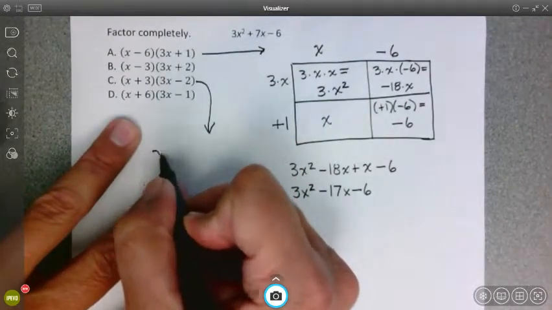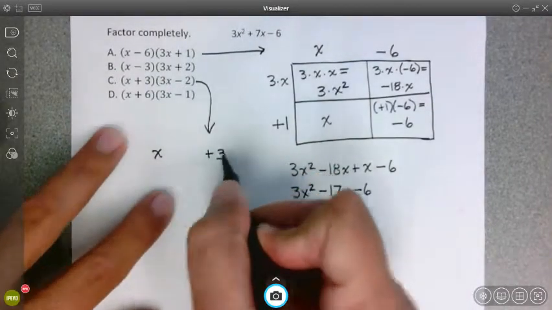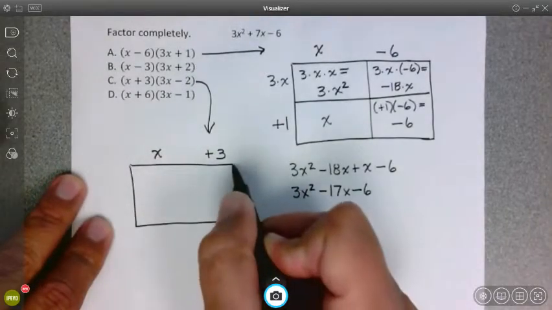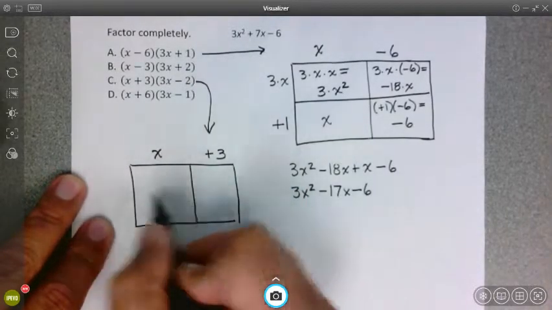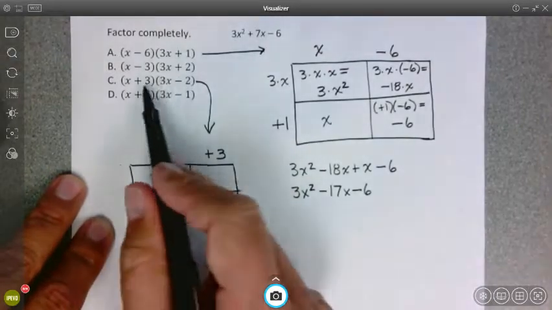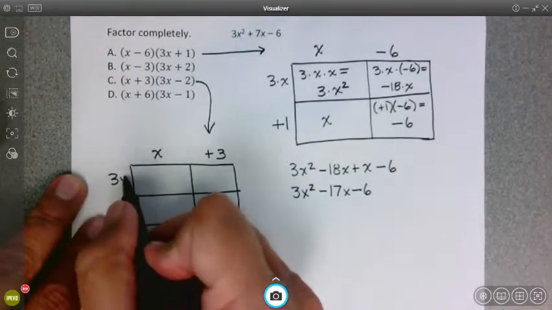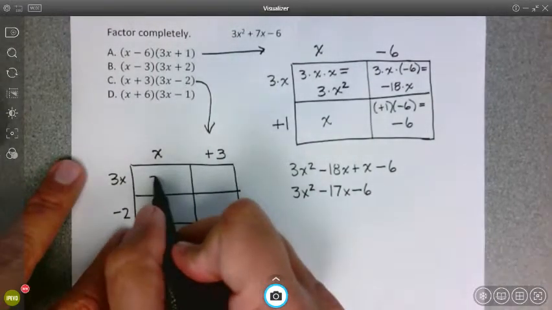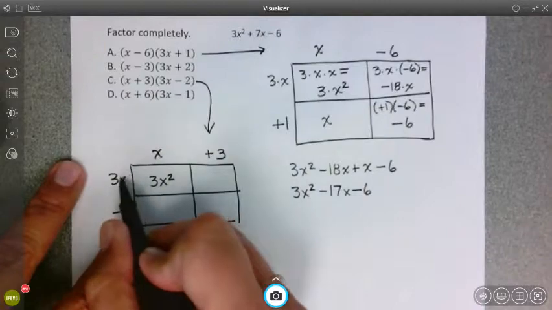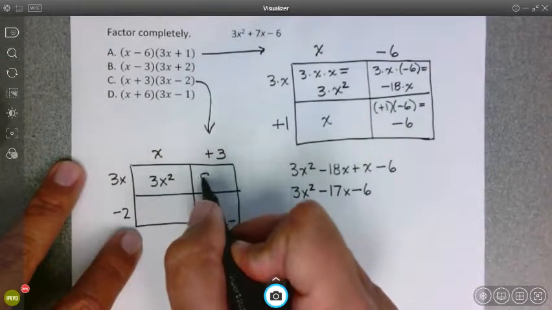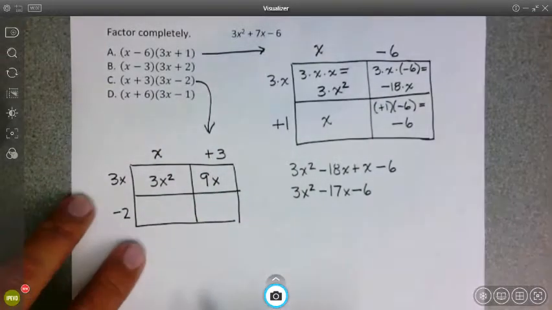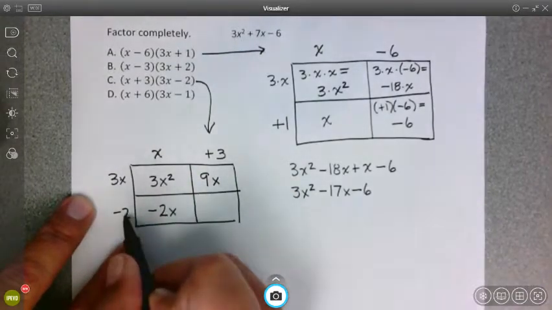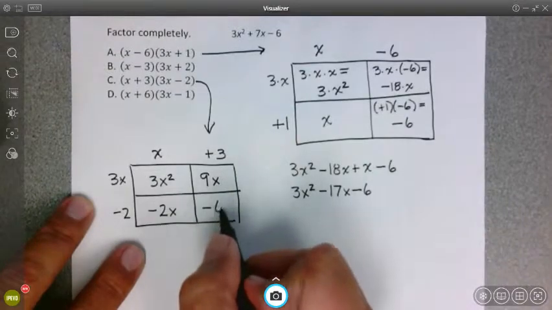So we're going to have x plus 3. That's going to go along the top of the table, and I form the rest of the table as we did before. And again, I'm going to go a little more rapidly. So now I have 3x minus 2. 3x times x is 3x squared. 3x times 3 would be 3 times 3 is 9. The x stays as is. Negative 2 times x is negative 2x. Negative 2 times 3 is negative 6.